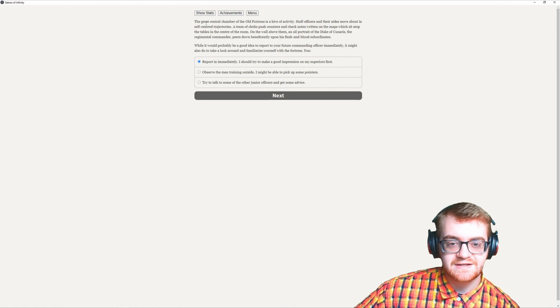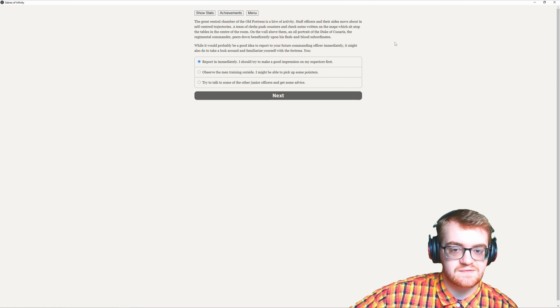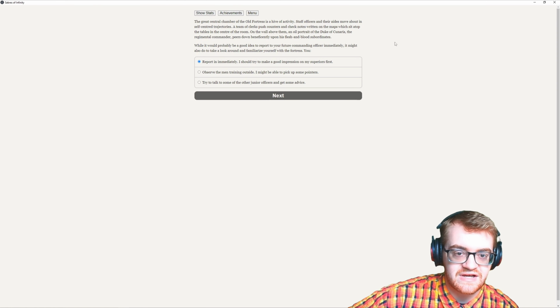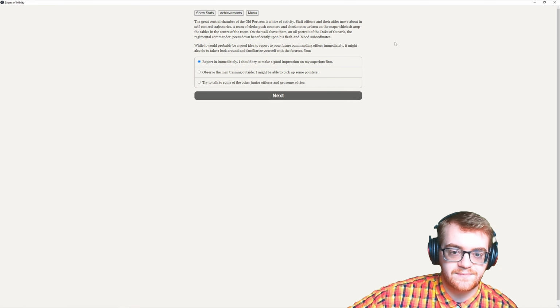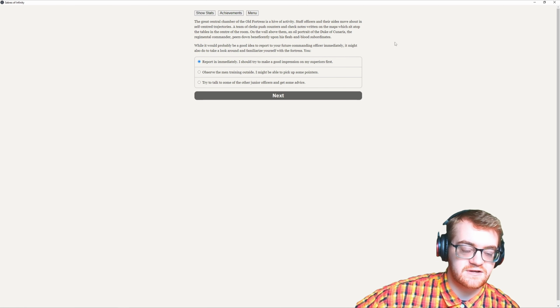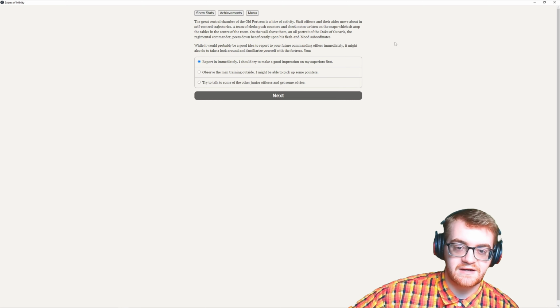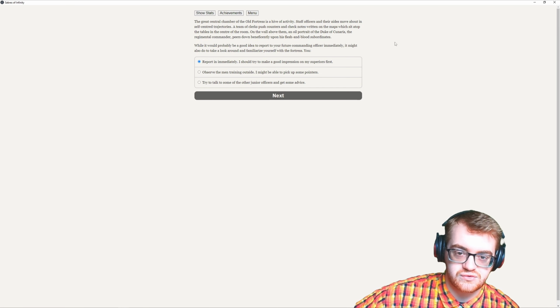Small complaint. The great central chamber of the old fortress is a hive of activity. Staff officers and their aides move about in self-centered trajectories. A team of clerks push counters and check notes written on the maps which sit atop the tables in the center of the room. On the wall above them, an oil portrait of the Duke of Cunneries, the regimental commander, peers down beneficently upon his flesh and blood subordinates. While it would probably be a good idea to report to your future commanding officer immediately, it might also do to take a look around and familiarize yourself with the fortress.